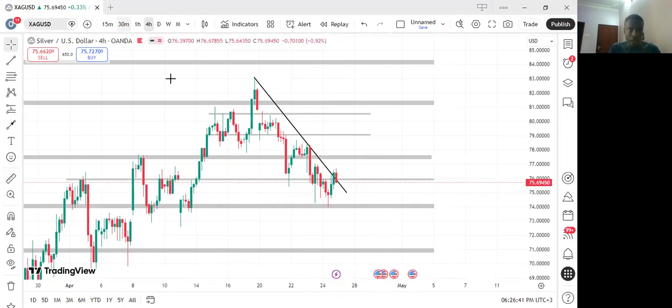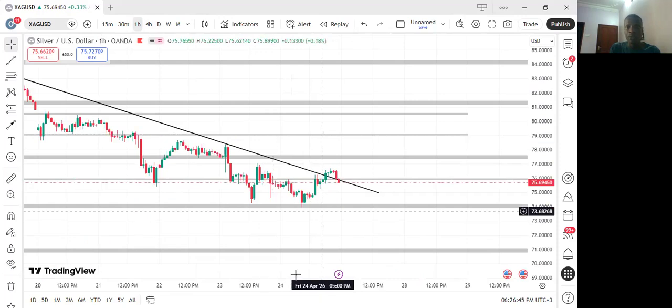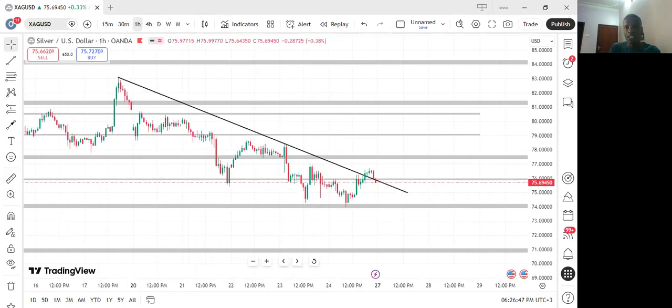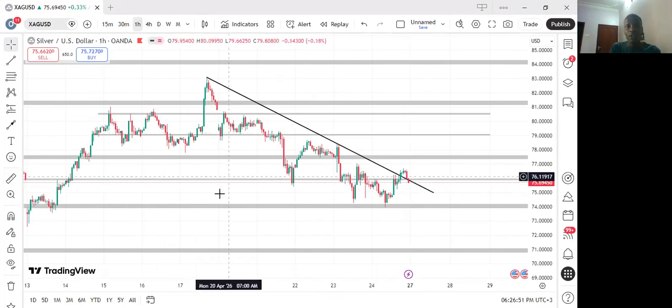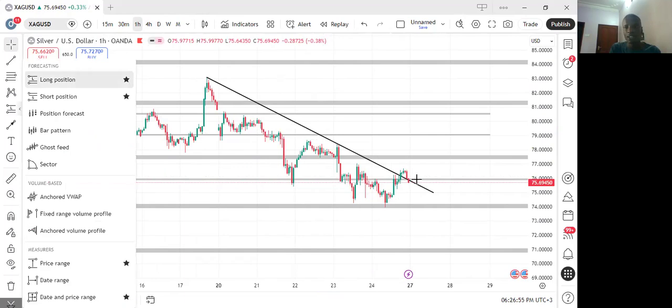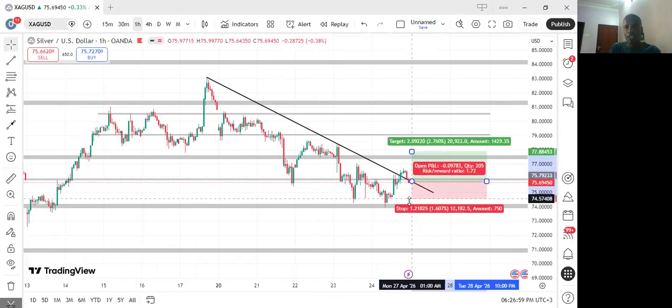So for now, I'll probably be patient. Price could manipulate, as it always does. Price can manipulate, come up to here, then pull back. So I'll be looking for buys. My next area of target on silver, I'll probably look for buys somewhere here.